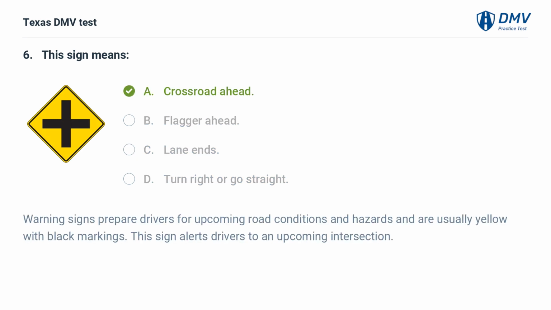A. Crossroad ahead. Warning signs prepare drivers for upcoming road conditions and hazards and are usually yellow with black markings. This sign alerts drivers to an upcoming intersection.